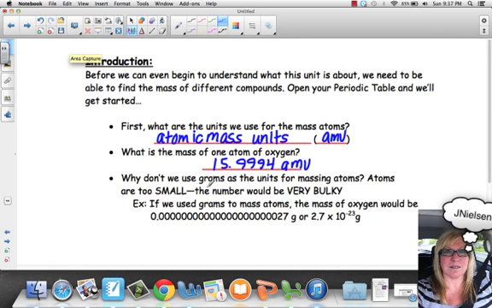We don't use grams as the units because atoms are too small. The number would be very, very bulky. For example, if we used grams to mass atoms, the mass of oxygen would be this number right here, which we could put in scientific notation as 2.7 times 10 to the negative 23rd grams, which is extremely, extremely small because the mass of protons, electrons, and neutrons are extremely small.